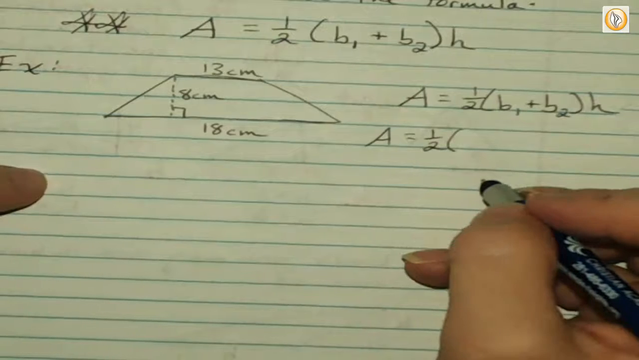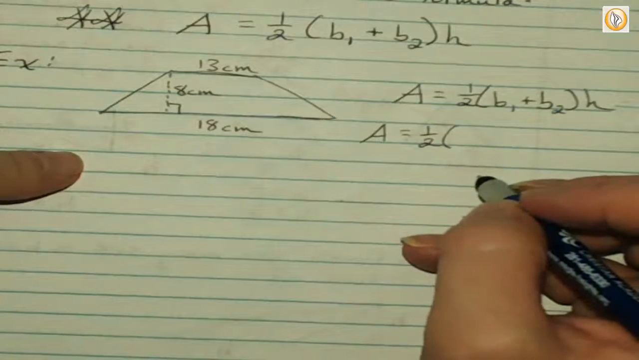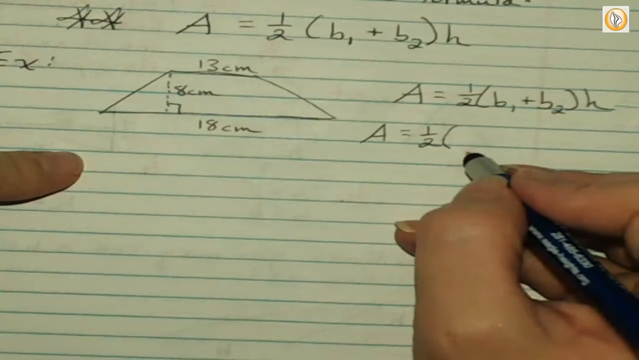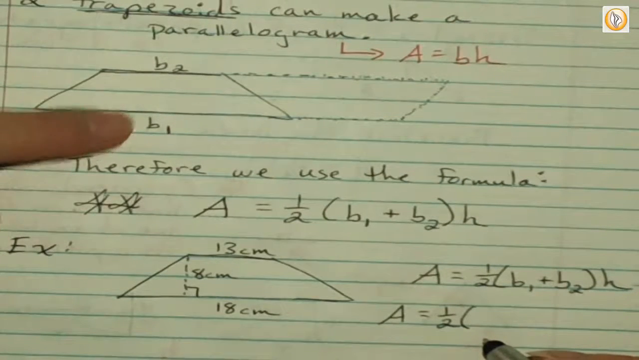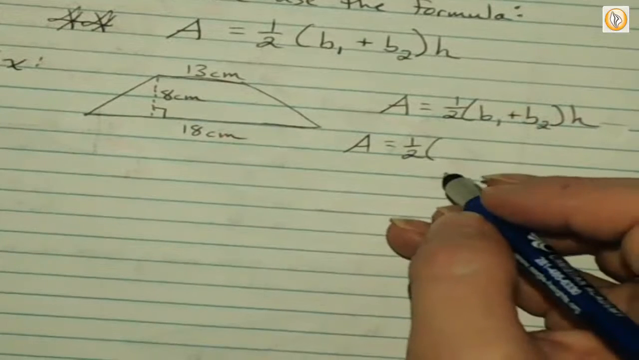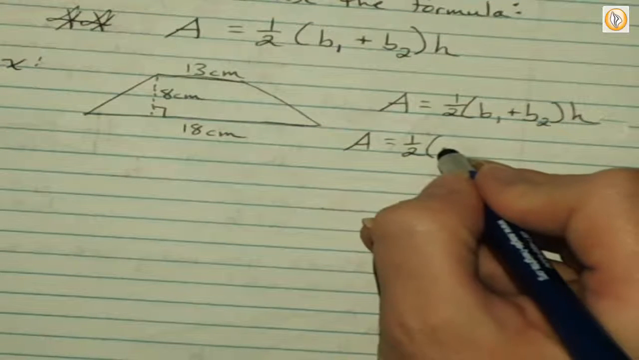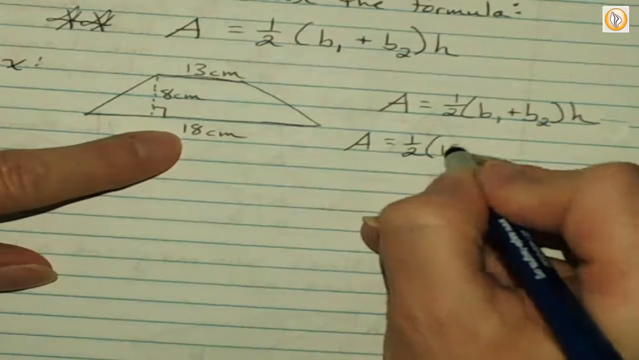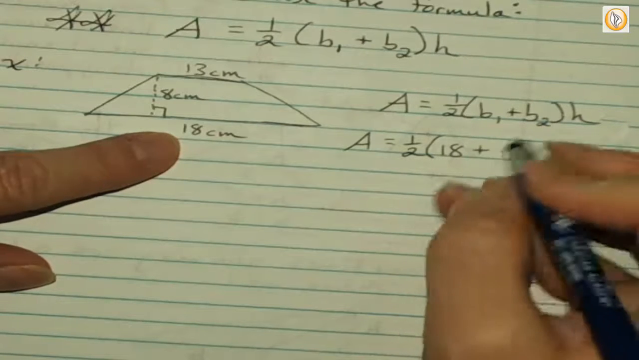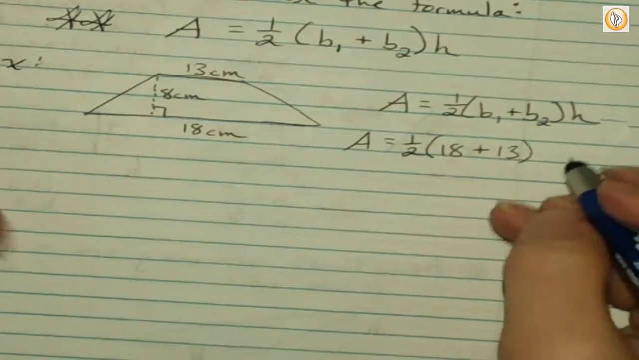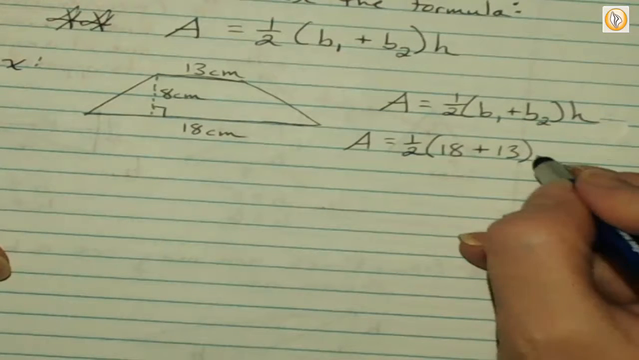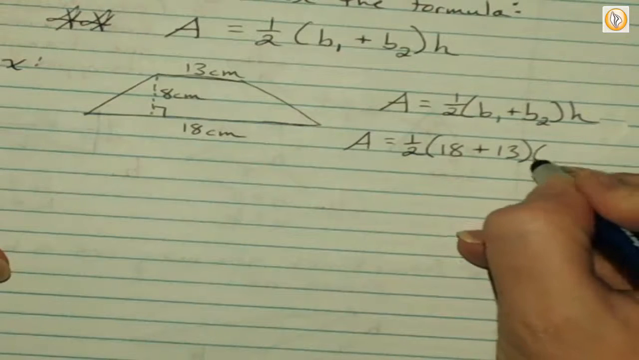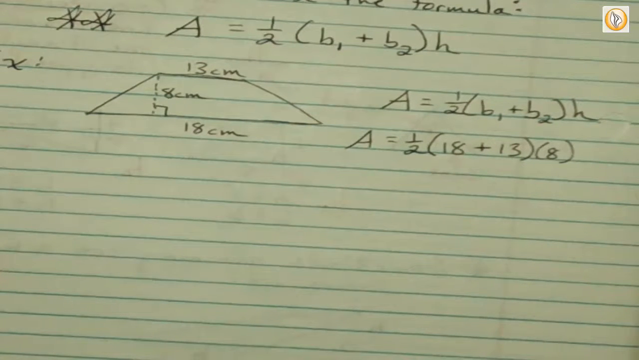What is base 1, Michaela? 13. Okay, and it's okay if she gets them confused, or if you get them confused, because you're just adding the 2. So if she wants to say 13, she can, but base 1 is typically 18, but again, it doesn't matter. And then base 2 is 13, and what's the height, Michaela? 8. That's right. Will base 1 always be the bigger number? It doesn't really matter. In this case, it doesn't matter because you're just adding.